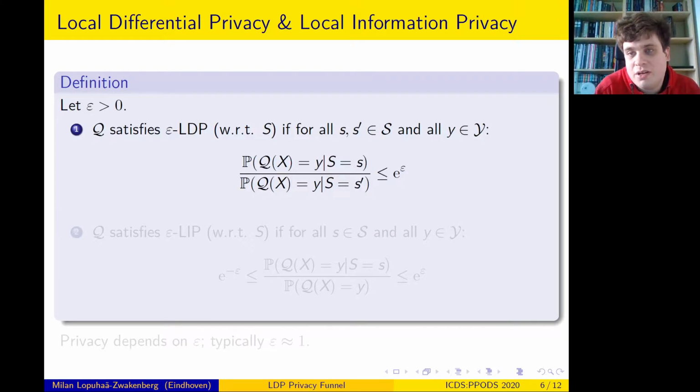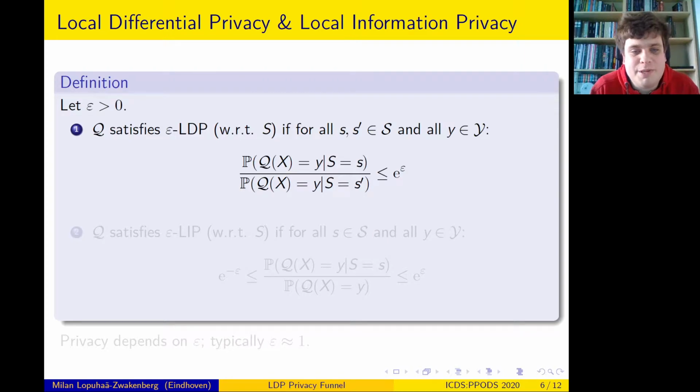To be precise, the difference between these two as a fraction should not be more than e to the power epsilon. And you can see that this gives privacy, because that means that if you see a Y in the eventual sanitized data set, then the probability of getting that Y starting from S is about the same as getting that Y starting from S prime. So if you see a Y, you don't know if the real data was S or if it was S prime.